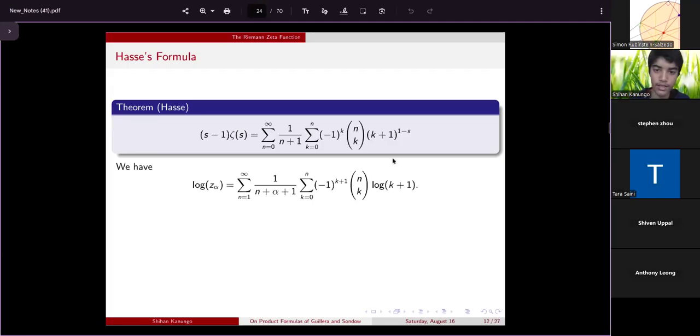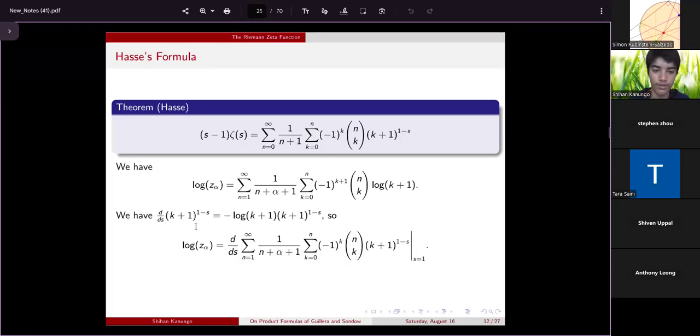It turns out that you can actually make these almost the same. We can make these two terms the same by taking the derivative of this. So if we note that the derivative of (k plus 1) to the 1 minus s with respect to s is negative log(k plus 1) times (k plus 1) to the 1 minus s, then if we evaluate this at s equals 1, the (k plus 1) to the 1 minus s term goes away. So that means that the log of z alpha is just the derivative with respect to s of this sum at s equals 1.